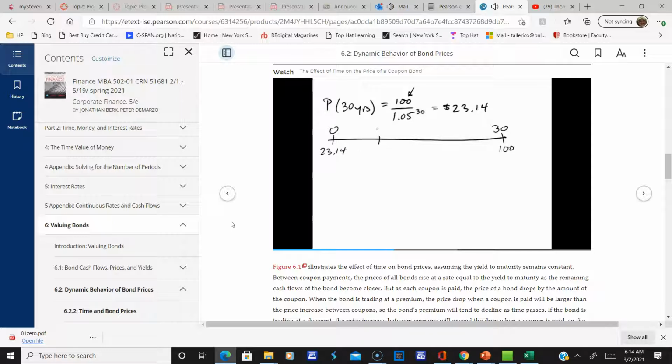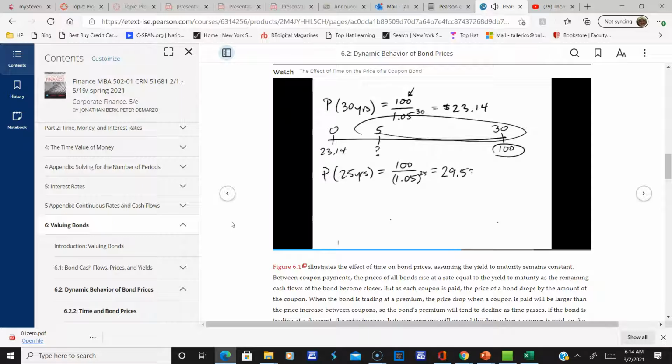5 years later, here you are at year 5, and you want to know what's the price. Well, the only thing that's happened is 5 years have passed. The only cash flow is still $100 at the end, but instead of it being 30 years from now, it's 25 years from now, right? So the price, when there's only 25 years left to maturity, you still have $100 paid at the end. The yield to maturity hasn't changed. That's the assumption in the problem. But instead of having 30 years to go, you have 25 years to go. And when you actually calculate that out, you get $29.53.